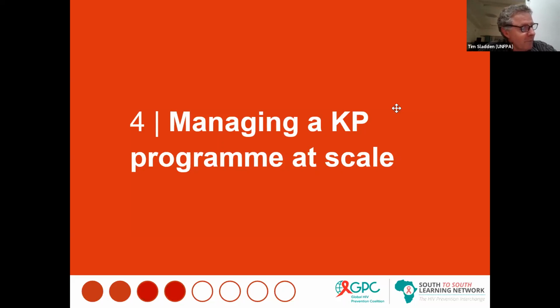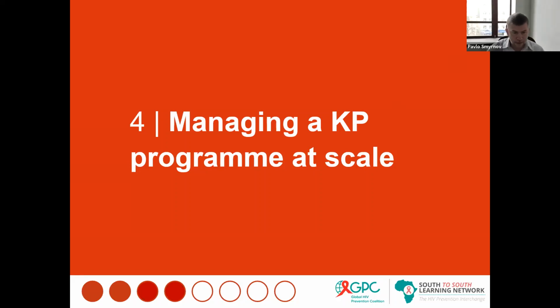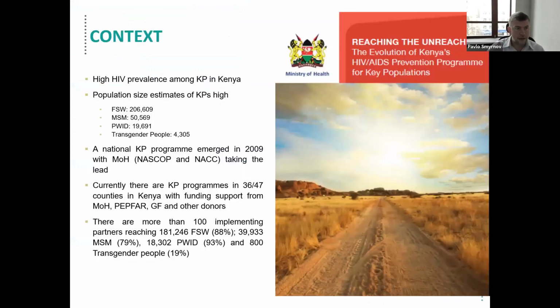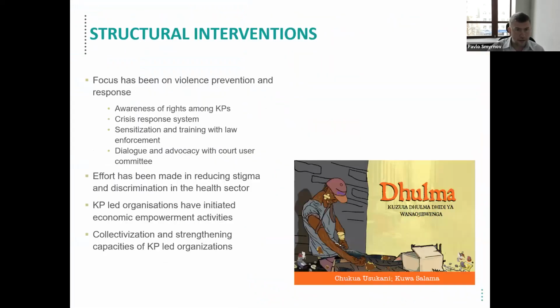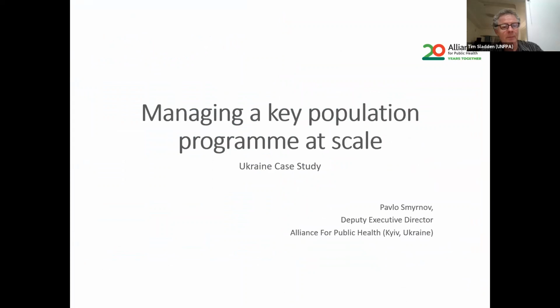So first we're going to hear from Pavlo Smyrnov, who's from the Alliance for Public Health in Ukraine. And after him, we will have Mary Mugambi from NASCOP in Kenya. So Pavlo, please, will you give us your intervention for about 10 minutes, please? Just go through Mary's slide. Here we are. Yeah, thank you.